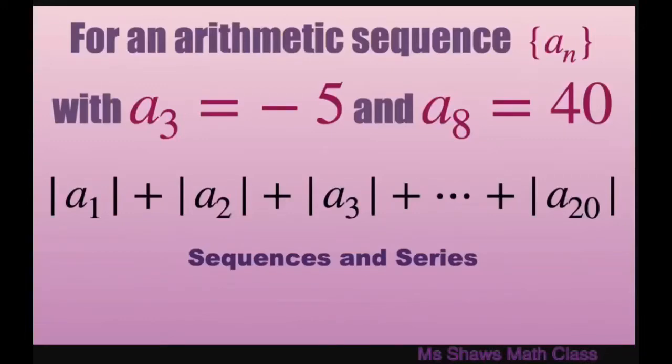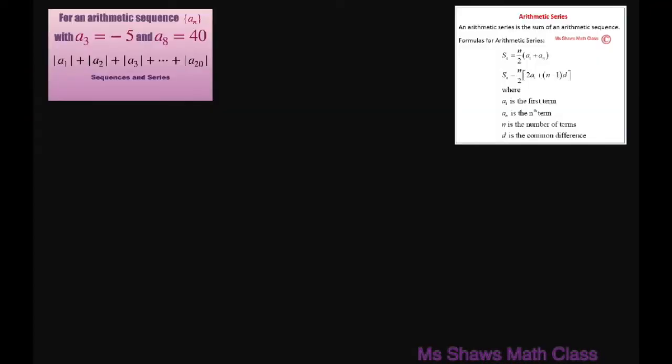Everyone. For an arithmetic sequence, with our third term being -5 and our eighth term being 40, we're going to find the sum of this sequence. I forgot to type that in. Find the sum of the sequence with these absolute values. So the first thing we need to do is find a sub n.